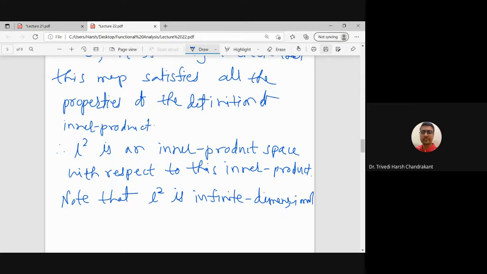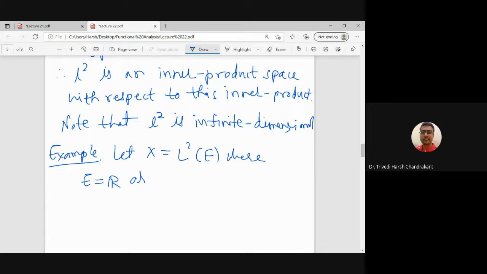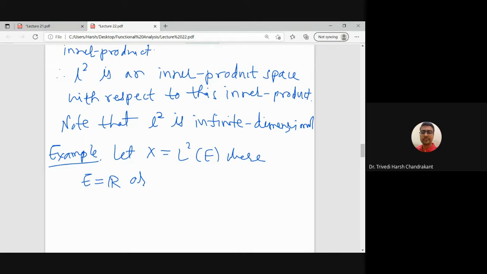So this is the first example. The second example comes from the set of integrable functions, square integrable functions. So this little l2, l infinity and l1 spaces are analogs of the Lebesgue spaces L1, L2 and L infinity of integrable functions. In particular, we take X to be L2 of E, where E is either the set of real numbers or is the compact closed interval [a, b].